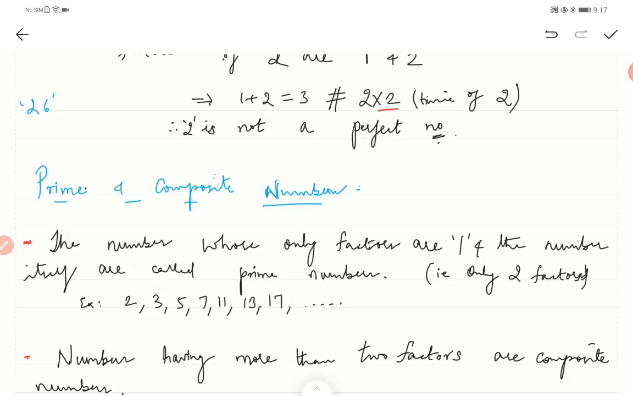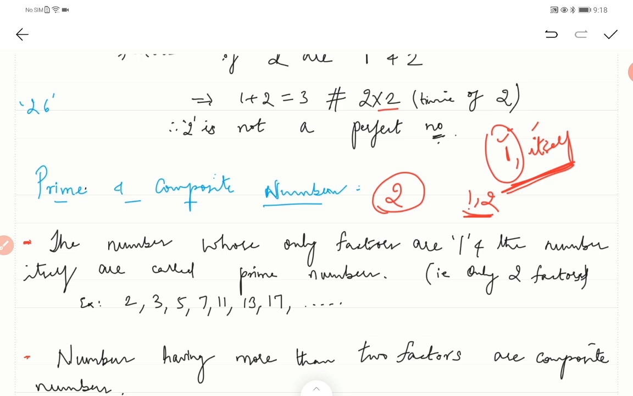All the numbers will have the factors 1 and itself, isn't it? The number 1 and the number itself, those two factors you will have for all numbers. If you have only these two factors, that number is going to be your prime number. For example, you have 2. What are the factors of 2? It is 1 and 2, isn't it? You don't have more factors other than 1 and 2. So 2 is your prime number.